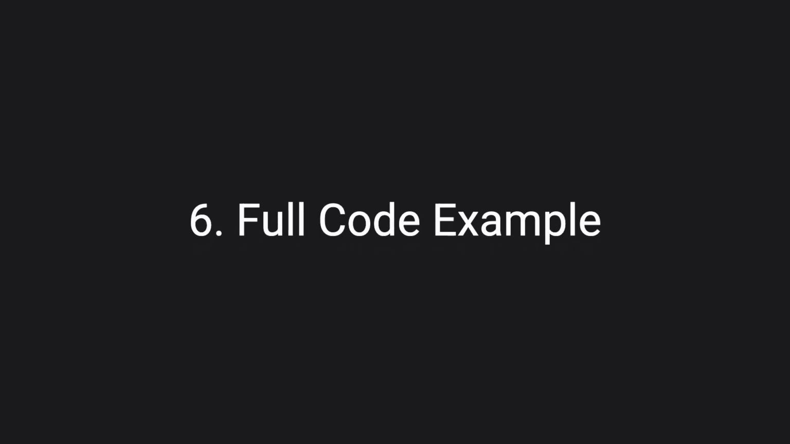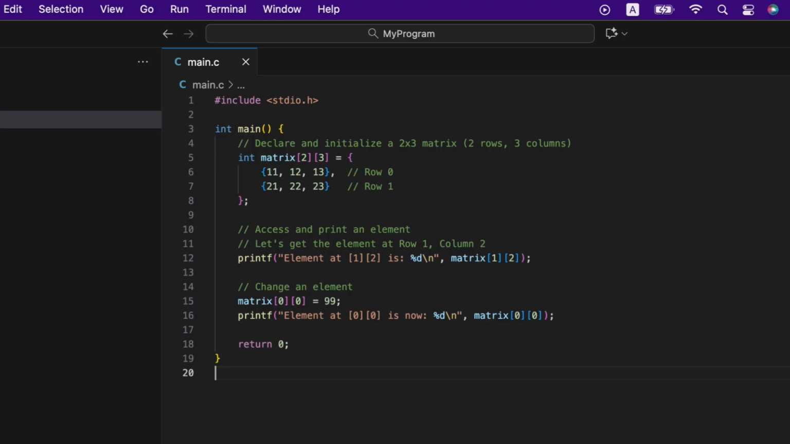Sixth, full code example. Let's see it in action. Expected output: Element at [1][2] is 23. Element at [0][0] is now 99.